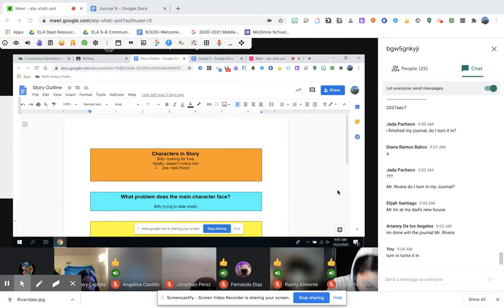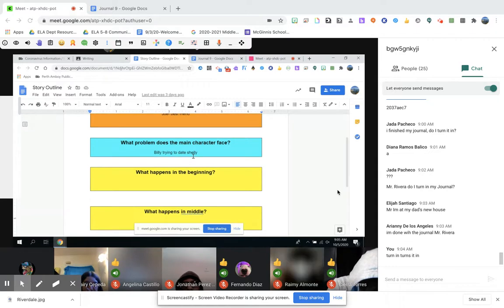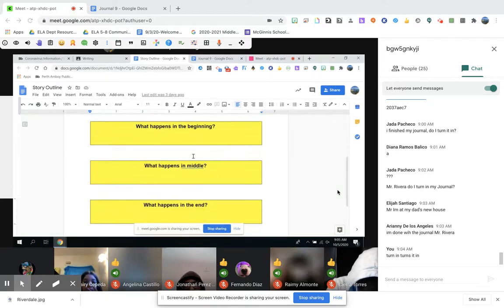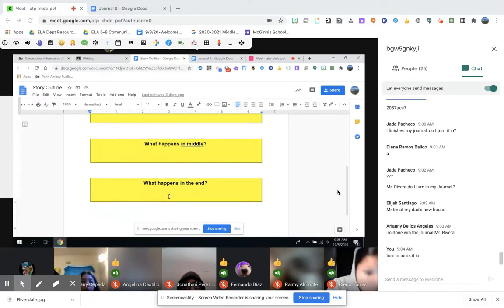Alright, so you're supposed to list out the characters in the story. Here you would have put a little bit about their personality or maybe how they fall into the stories that's going to be told. This is going to be the main problem that the character would face. Then you were supposed to think about in terms of your story, what's going to happen in the beginning of your story. This should have been a couple sentences. What's going to happen in the middle of your story, and then what happens at the very end of your story. Okay. So once you had done that, and if you finished that, you were supposed to just start working on what your story was going to be about.